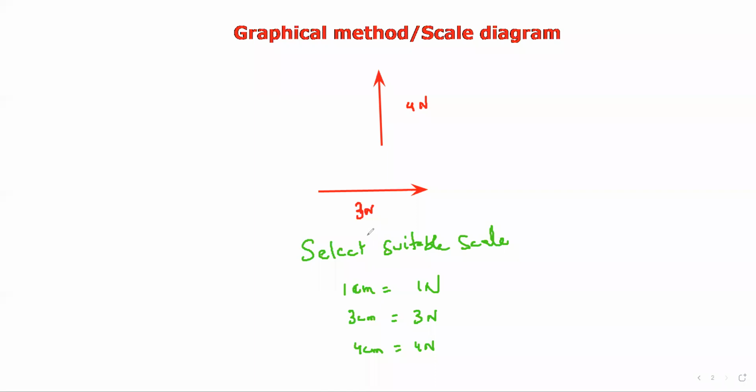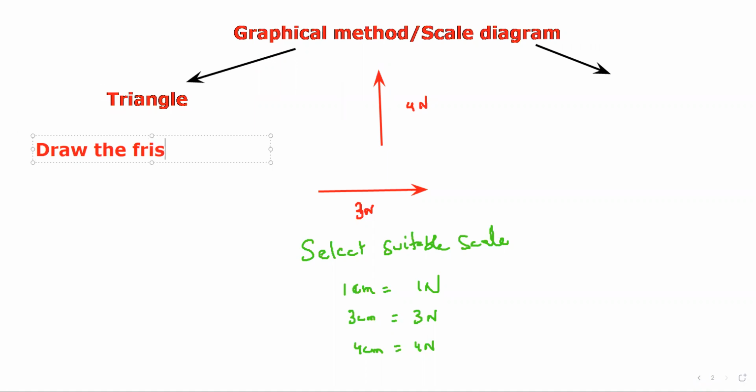So the first step, we always select a suitable scale. Even if it's a parallelogram method or a triangle method, the first step is always to select a suitable scale. Now, what is the second step? If you're using a triangle method, then you will draw the first vector, then at the end of the first vector, we will draw the second vector.